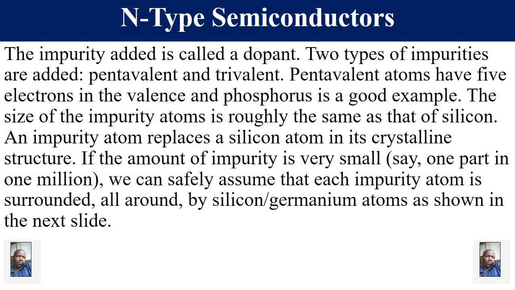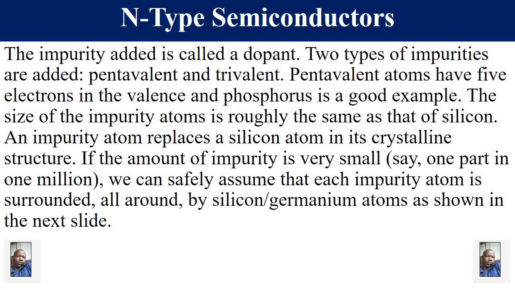N type semiconductors, that N stands for negative, which means the semiconductor will be having a charge of minus or negative. The impurity added to an intrinsic semiconductor to improve its conduction is called a dopant. And we have got two types of dopants, trivalent as well as pentavalent. Pentavalent atoms have 5 electrons in their valence shell, and phosphorus is a good example. Trivalent atoms have 3 electrons in their valence shell, and boron is also a good example.